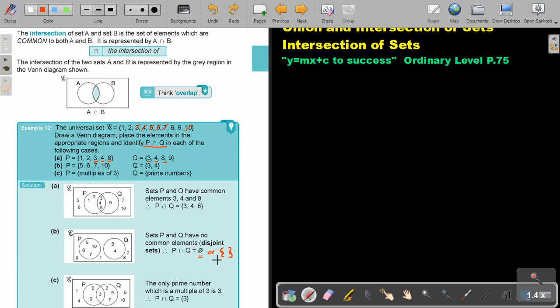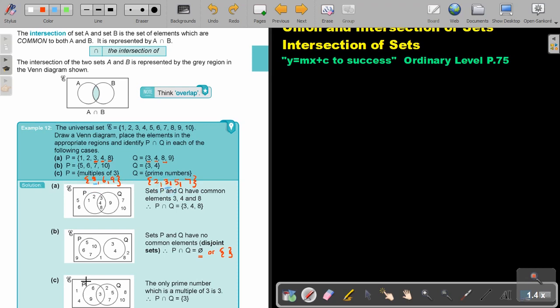Now, in this case, it will be better to first write it out, the multiples of 3. So what are the multiples of 3 here? Okay, so if I write it out, it's going to be 3, 6, 9. Okay, and then prime numbers. That's going to be 2, 3, 5, 7. 11 is the next one. Now I'm going to see what is common. It looks like only 3.